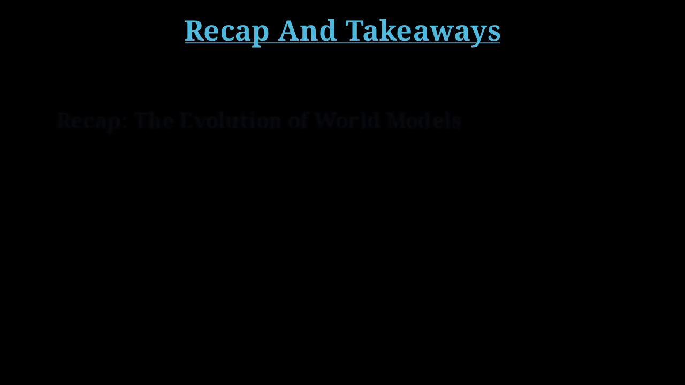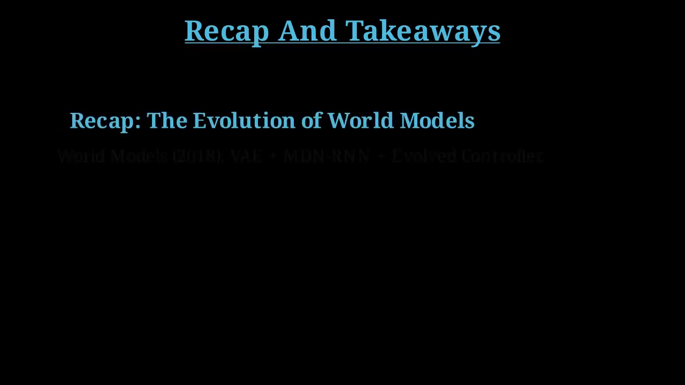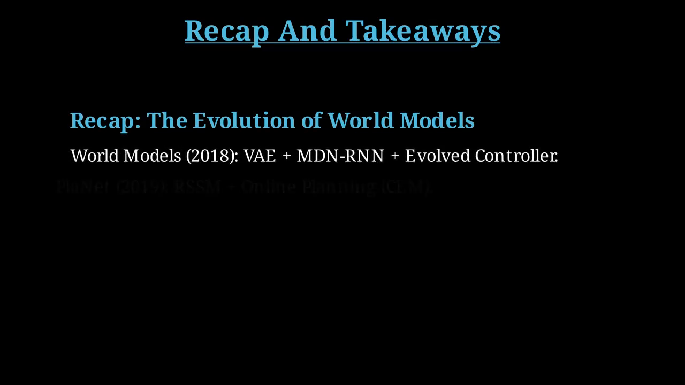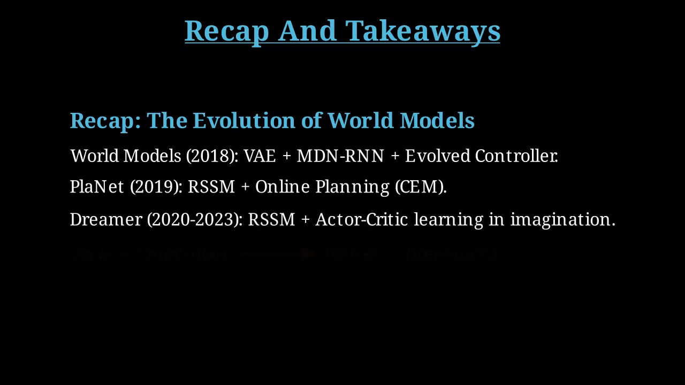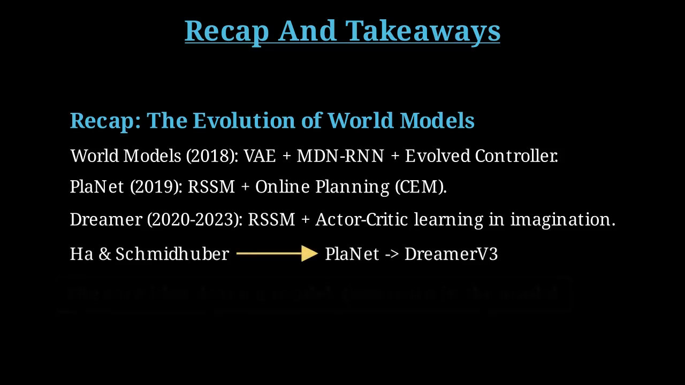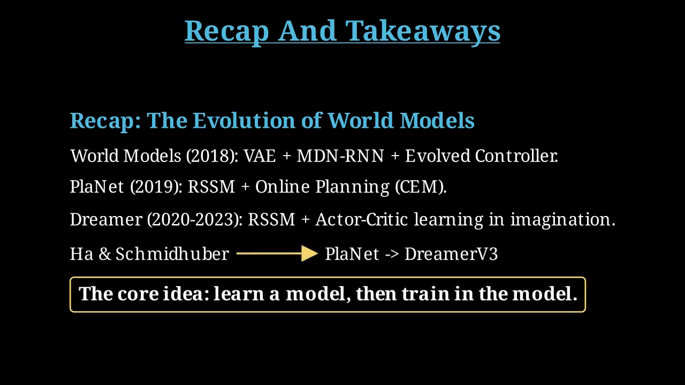We've journeyed from the foundational three-part architecture of the original World Models paper, VAE, MDN-RNN, and controller, to the sophisticated planning of PlaNet's RSSM, and finally to the policy learning and imagination of the Dreamer series. The core takeaway is the power of separating the problem. First, learn a compressed, predictive model of the world from sensory data. Then, use this fast, parallelizable, and differentiable model to efficiently learn complex behaviors. This approach has proven to be one of the most sample-efficient paradigms in modern reinforcement learning.